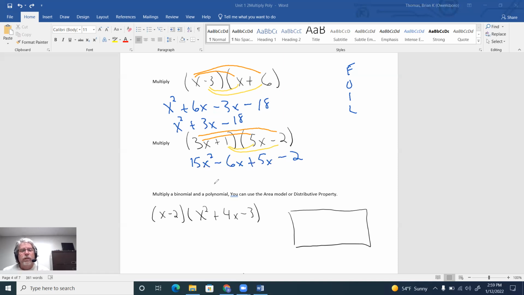So again, the 15x squared does not have a like term. The -6x and the 5x are like terms. That would give me a -1x, or we just call that -x. And the -2 would slide back down.